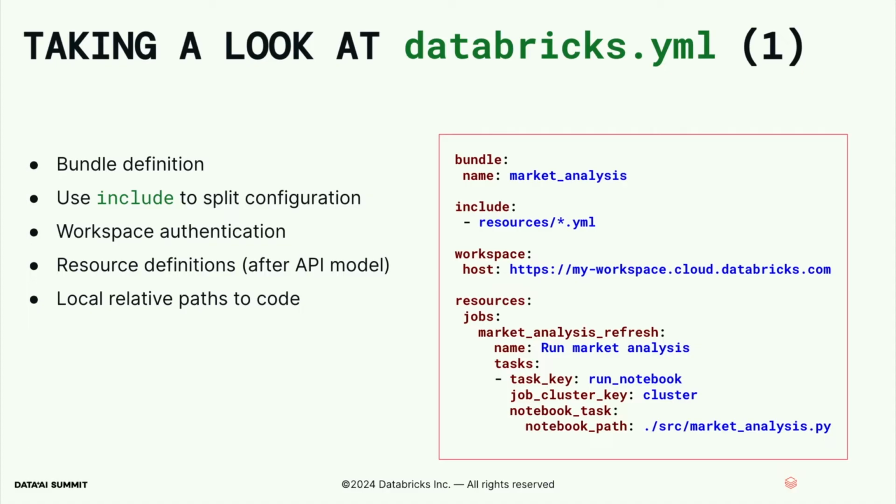We start with the bundle definition. That's all the way at the top. And everything has to have a name, so the bundle also has to have a name. So we have a bundle block with a name property, uneventful. Then we have an include block.